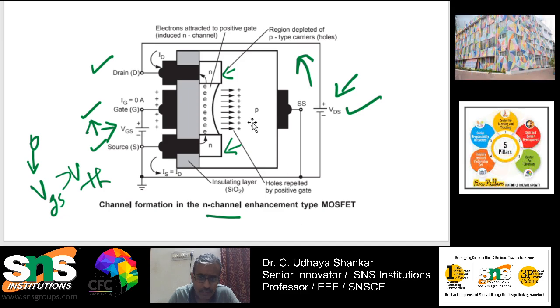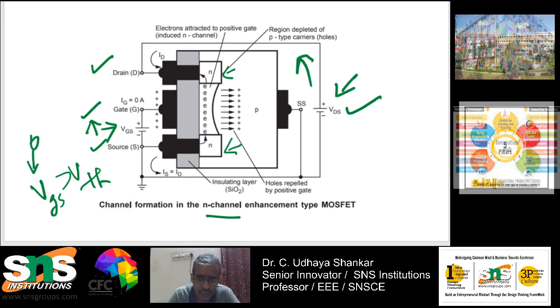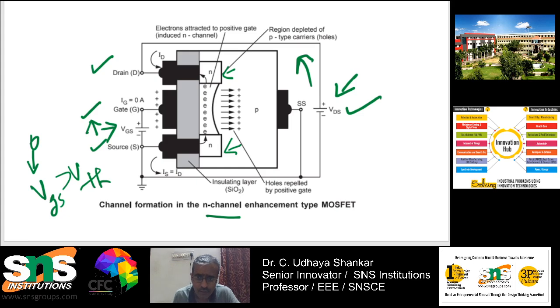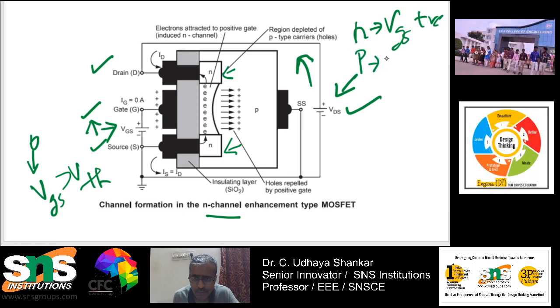Hope you are all clear on the operation, and similarly the same case will be for the P channel as well. The only difference is in case of P channel: for N channel you will always be giving the positive voltage. For N channel the VGS should be positive, whereas for P channel the VGS should be negative. This is very, very important.